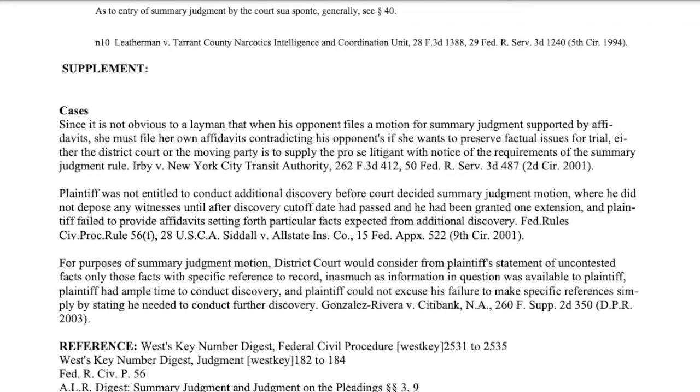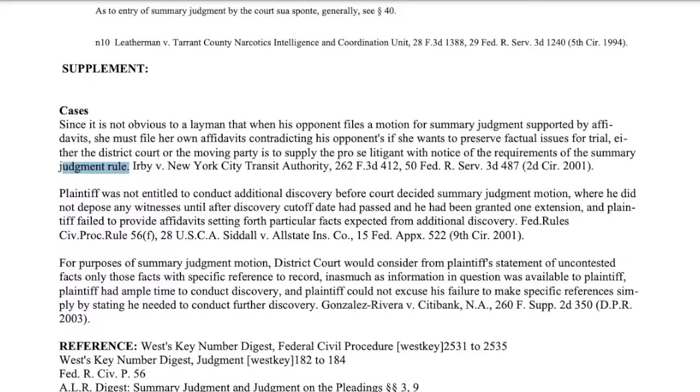And here are some more supplements in the cases. Since it is not obvious to a layman that when his opponent files a motion for summary judgment supported by affidavits, he must file his or her own affidavits contradicting the opponent's if he wants to preserve factual issues for trial, either the district court or the moving parties must supply the pro se litigant with notice of the requirements of the summary judgment rule. Ooh, that's another interesting one there too, huh?